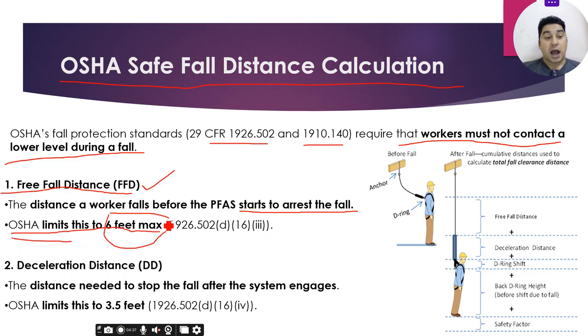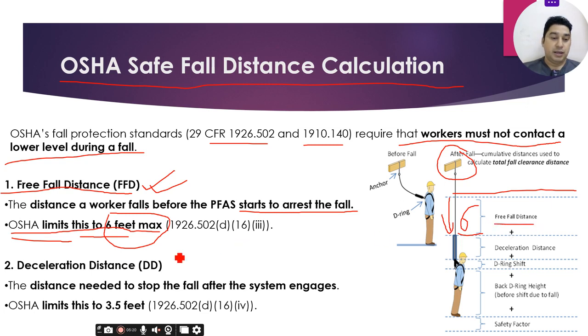Let's understand how it works. FFD, free fall distance. Let's say the person is working here, and the person falls from this line. The person works here, and after this the person falls here. When the person falls, the personal fall arrest system is activated. So when the person falls and the system is activated, this vertical length should not be more than 6 feet. It is the OSHA requirement, so we have to follow that and make sure the free fall distance is not more than 6 feet.